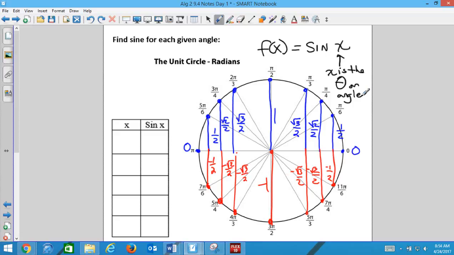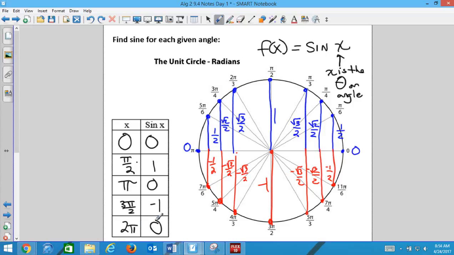So in this chart here, if I wanted to know if the angle is 0 degrees, what is the sine at 0 degrees? 0. Pi over 2, what is the sine at pi over 2? 1. Pi, what's the sine at pi? 0. 3 pi over 2, what's the sine at 3 pi over 2? And 2 pi, what's the sine at 2 pi?